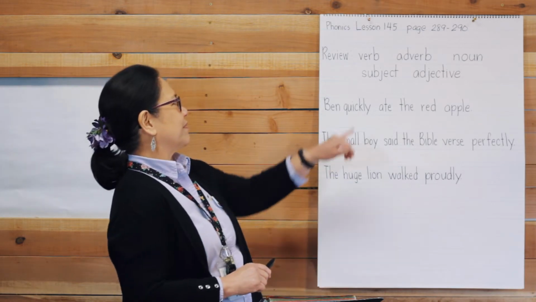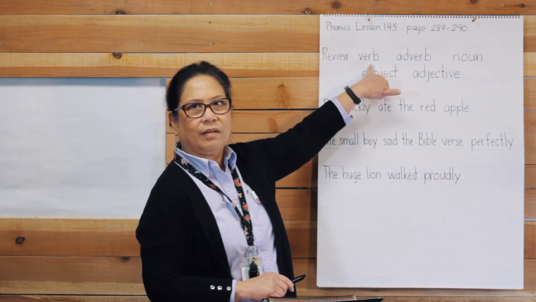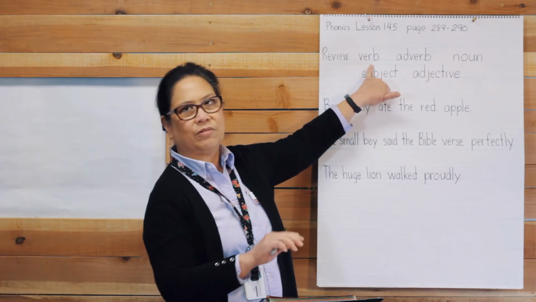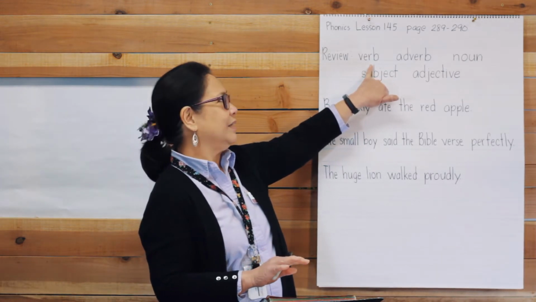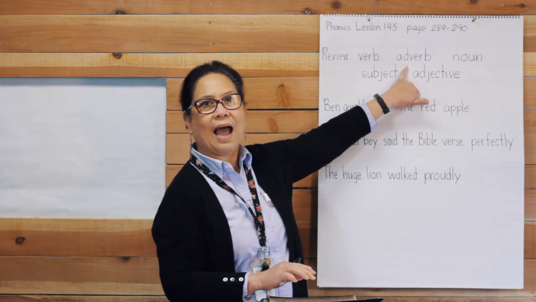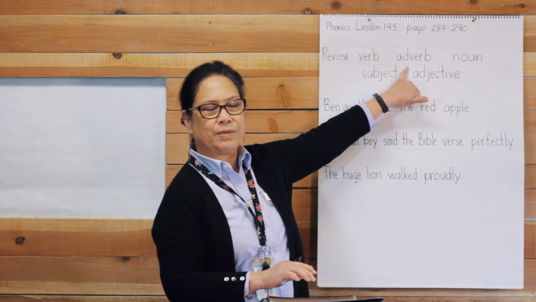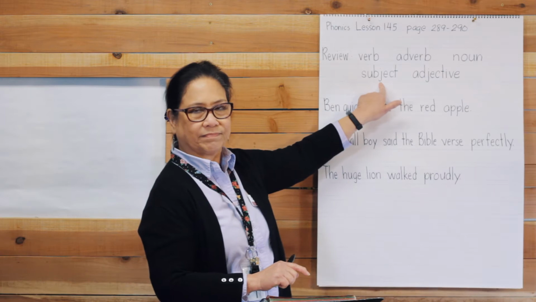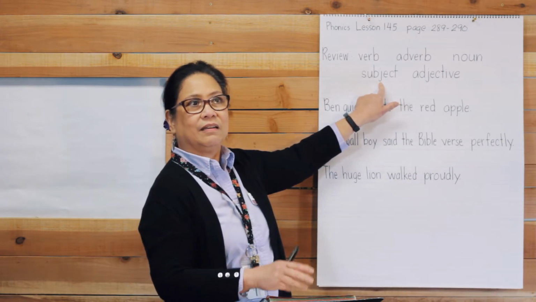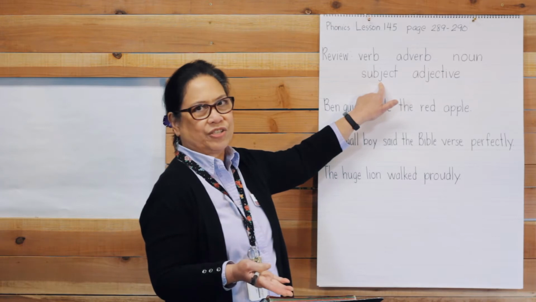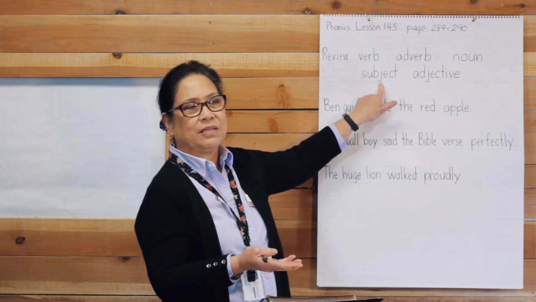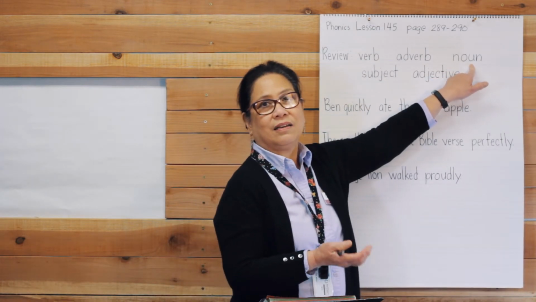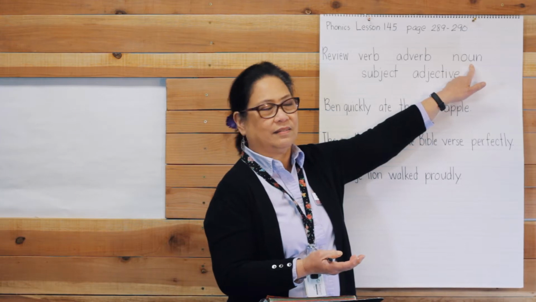Let's review first. Verb. The verb is the action word, okay? What the noun or the subject did. The adverb describes how the action was done, okay? Now the subject is who did the action, okay? Who the sentence is about. Sometimes the subject may be the noun. A noun is a person, place, or thing.